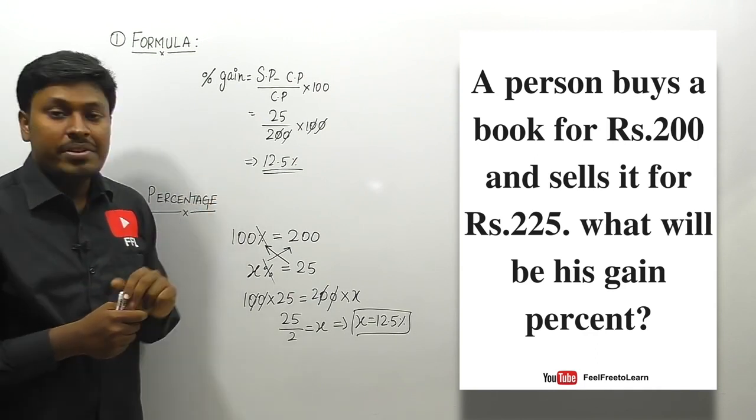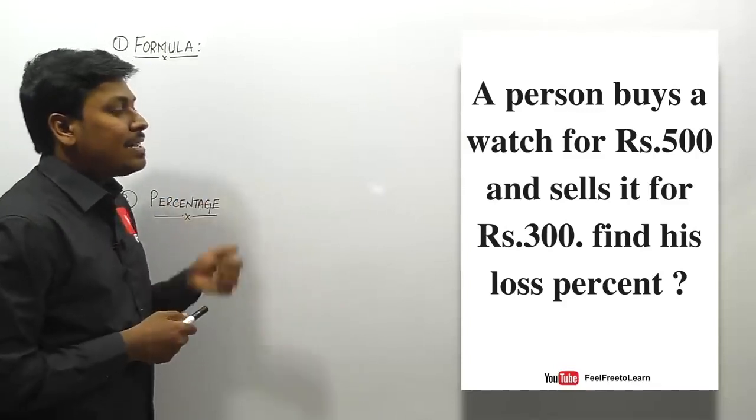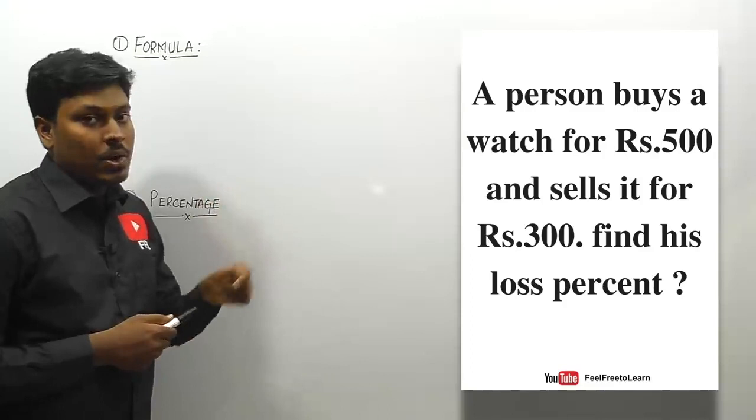So let me move on to question number 2. A person buys a watch for rupees 500 and sells it for rupees 300. So find his loss percentage.